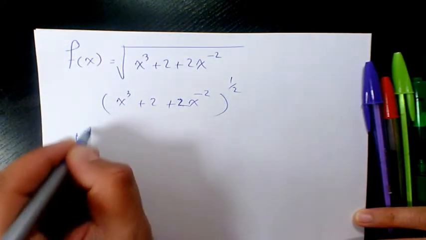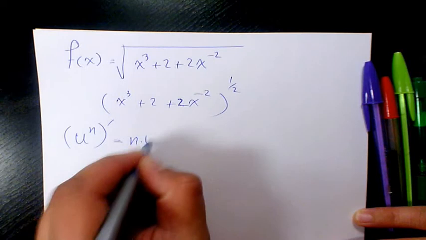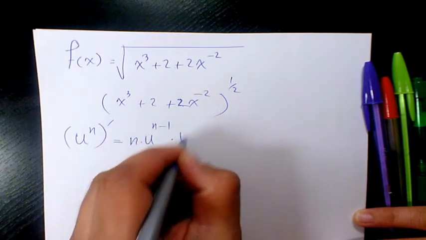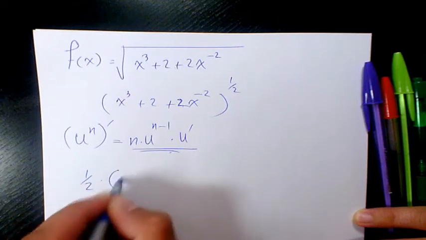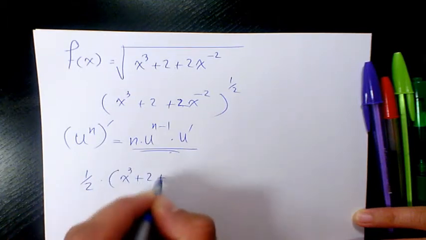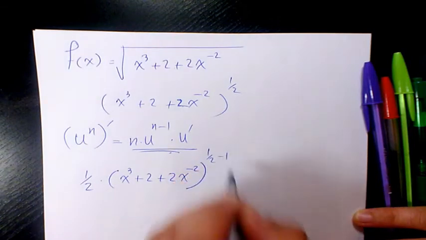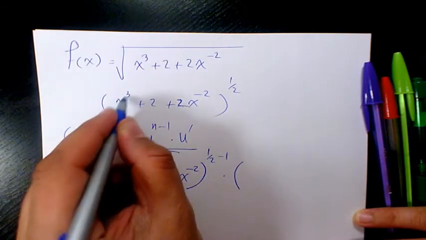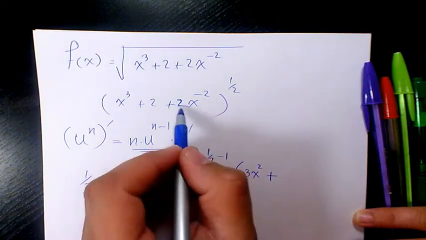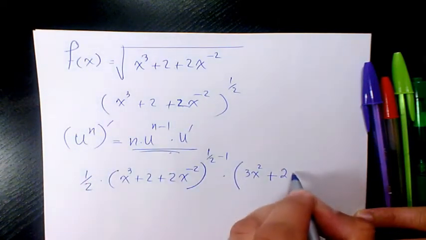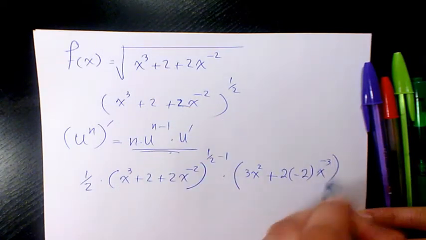We know u to the power of n, if u is a function of x, the derivative will be n times u to the power of n minus 1 times u prime. So it's going to be 1 over 2 times x cubed plus 2 plus 2x to the power of negative 2, to the power of 1 over 2 minus 1, times the derivative of x cubed, which is 3x squared, plus 2 times negative 2 times x to the power of negative 3.